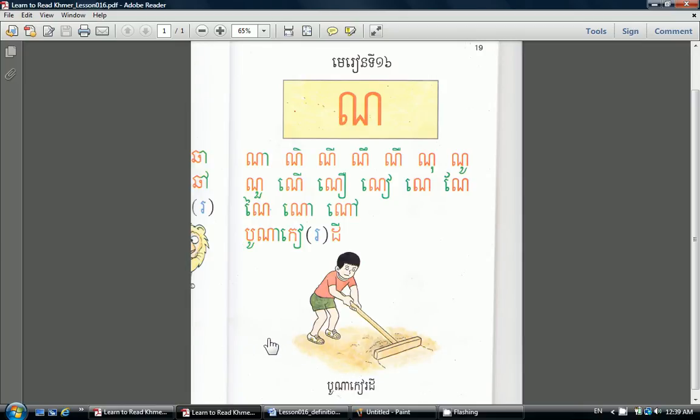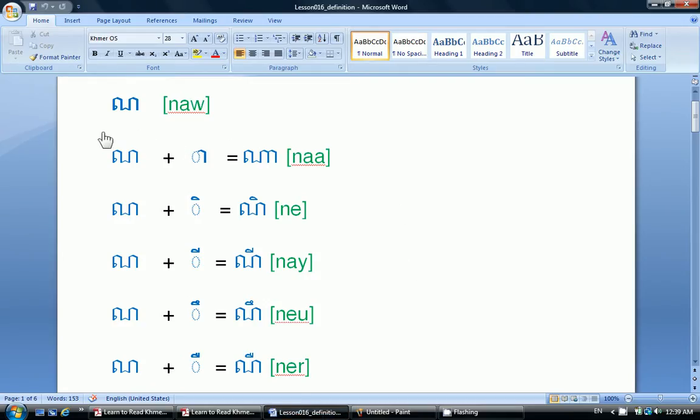Okay, so let's look at this in more detail. Again, here is the consonant naw. It is the first series consonant. Now let's practice reading these words by saying the consonant, the vowels, and then the word.